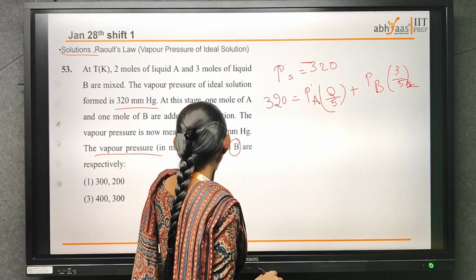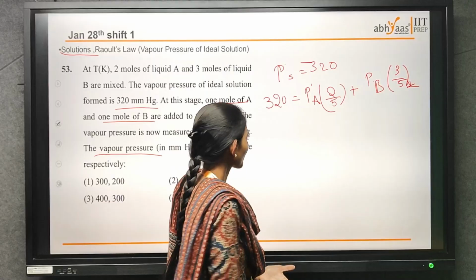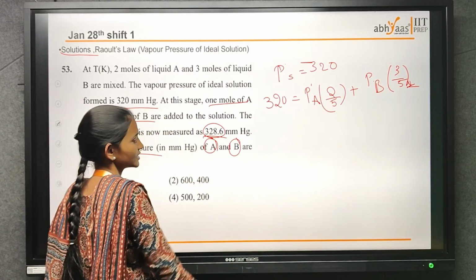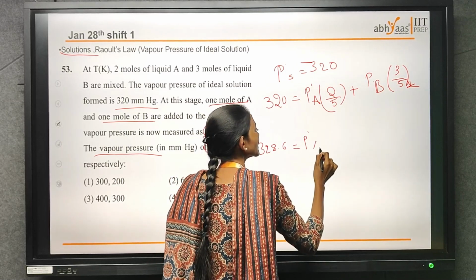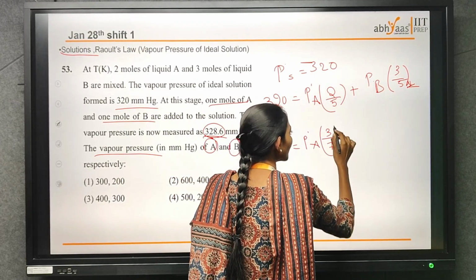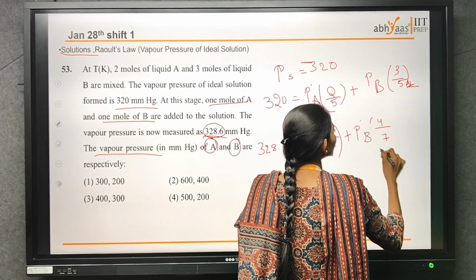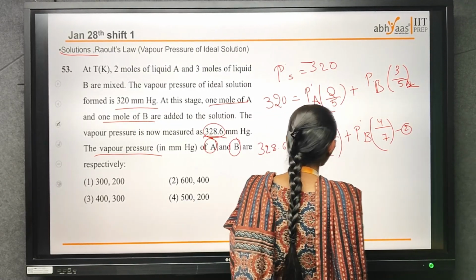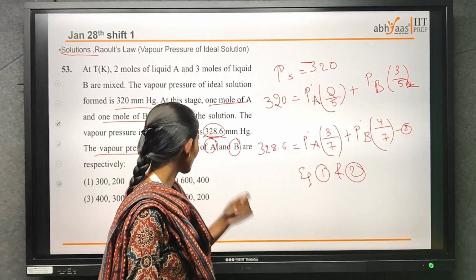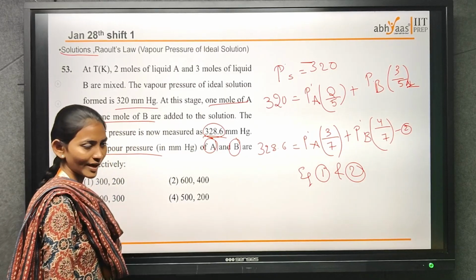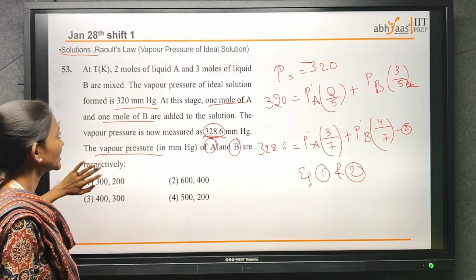Again, what is happening? You are adding 1 mole of A and 1 mole of B. That means 2 is becoming 3, 3 is becoming 4. That means here you are getting 328.6 equals P naught A, which is 3 by 7, plus P naught B, which is 4 by 7. This is your second equation. If you equate 1 and 2, you are getting P naught A and P naught B as the nearest value, right? So this is not that difficult a question. It is direct formula based, you need to understand, right?